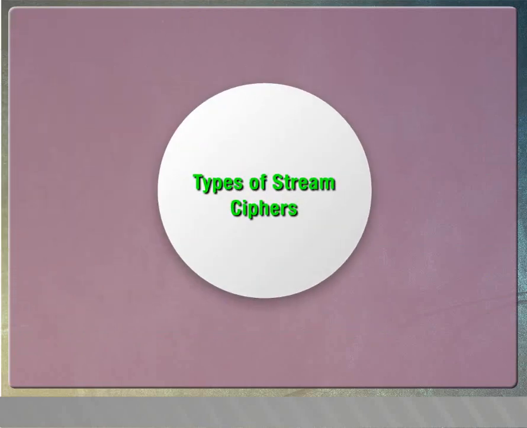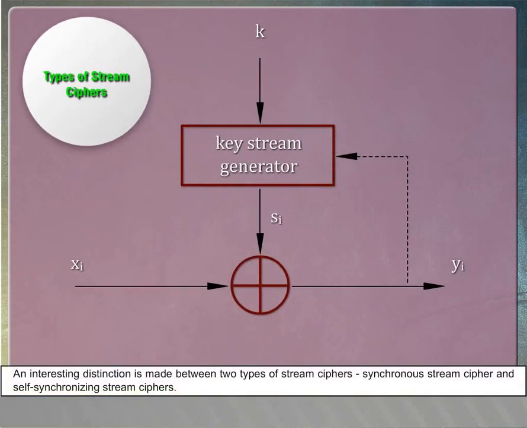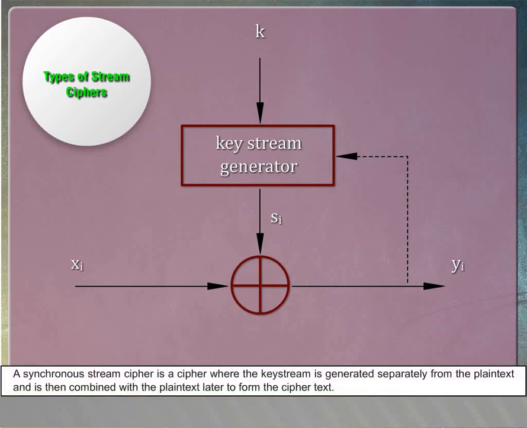Types of stream ciphers. An interesting distinction is made between two types of stream ciphers, synchronous stream ciphers and self-synchronizing stream ciphers. A synchronous stream cipher is a cipher where the key stream is generated separately from the plaintext and is then combined with the plaintext later to form the ciphertext.